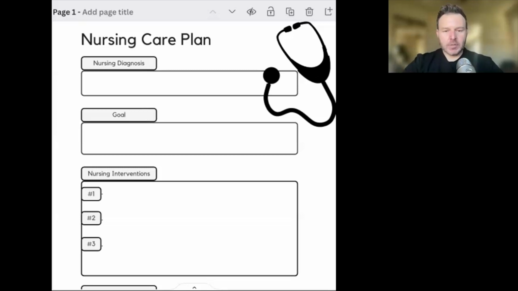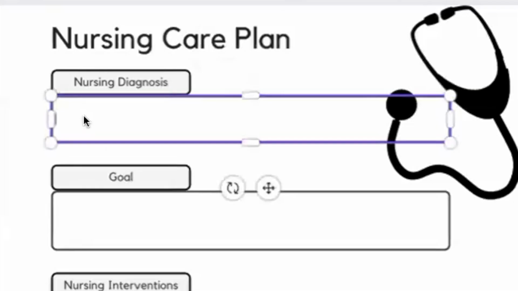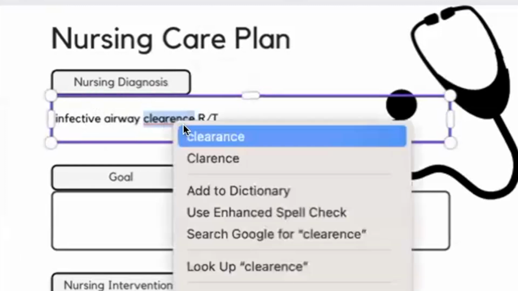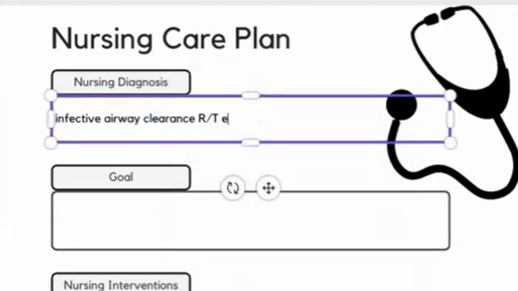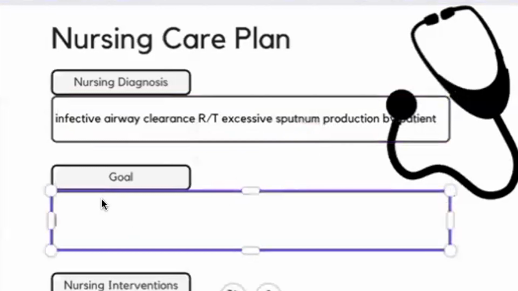So I mentioned that phlegm for a reason. So how about we talk about the ineffective airway clearance, okay? So let me write that in here, ineffective airway. All right, now I need my related to statement, okay? Related to excessive sputum production by patient. Okay. All right, now let's do a goal for that.